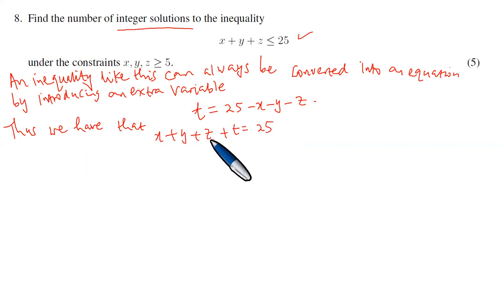Thus, we have that x plus y plus z, because it is less or equal to this, the equalizer here is the variable t. So if we drop in the t here, this was less, so it becomes equal. But understand that this t has some positivity. Also x, y, and z themselves are strictly positive because they are at least 5, and 5 is a positive number. So this equation makes sense.